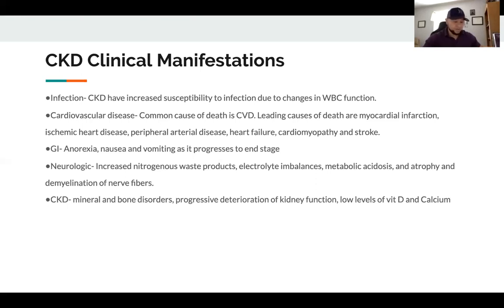Some of the neurologic manifestations are increased nitrogenous waste products, electrolyte imbalance, metabolic acidosis, and atrophy and demyelination of the nerve fibers. There's also mineral and bone disorders as well. Progressive deterioration of the kidney function leads to low levels of vitamin D and calcium.